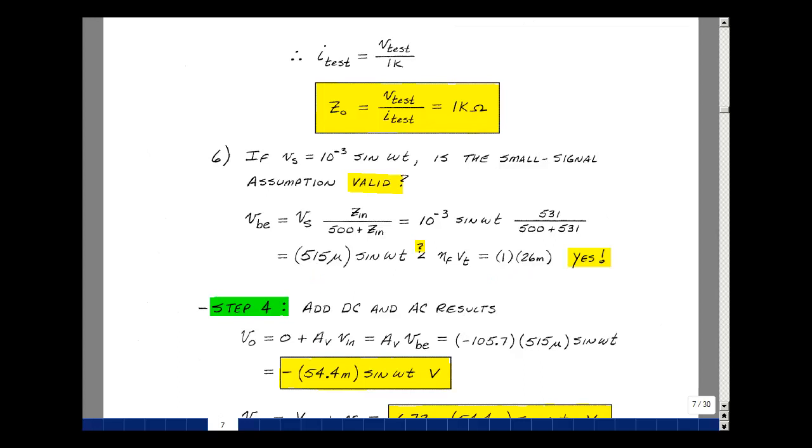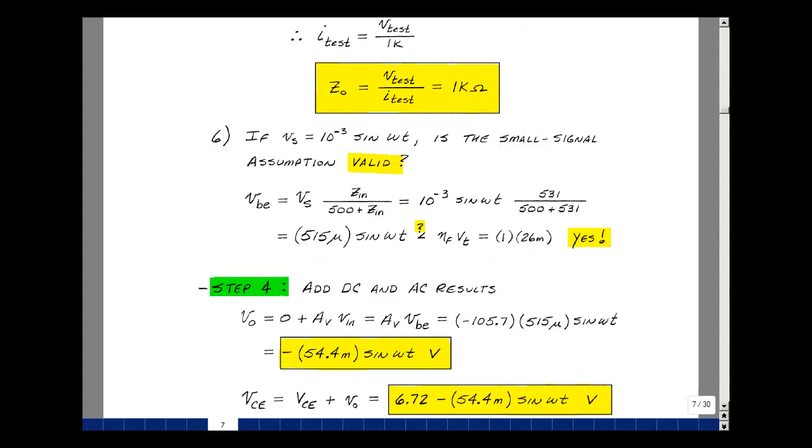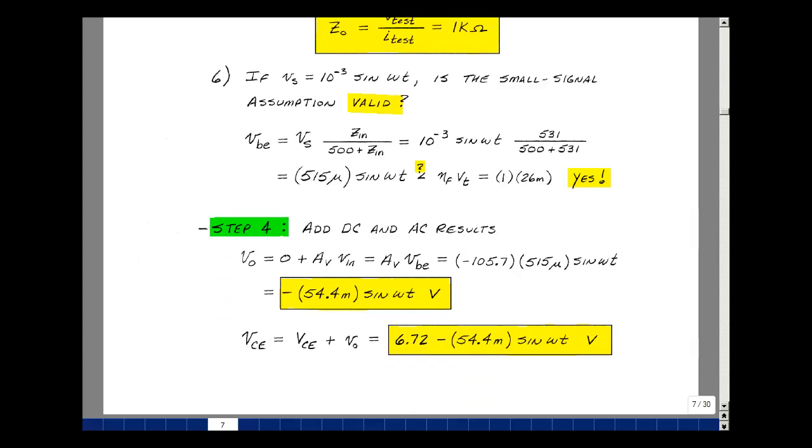If that's true, we can then add up the AC and the DC results. What we're doing here is we're throwing away terms in the Taylor series expansion that have squares and cubes in them. Let's solve for V out. Well, we did block the DC, so there's no DC in the output. And then our output is the voltage gain times Vin, but Vin is VBE. And we just found VBE as 515 micro times the sine of omega t.